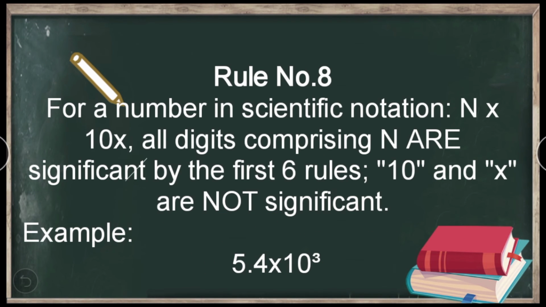Rule number 8. So for a number in scientific notation, n times 10 to the power of x, all digits comprising n are significant by the first 6 rules. So, for instance, 10 and x are not significant. So, for example, we have 5.4 times 10 to the power of 3. So, in this example, only 5.4 is significant. So, this 10 and the exponent 3 is not significant. So, in this figure, we only have 2 significant figures.